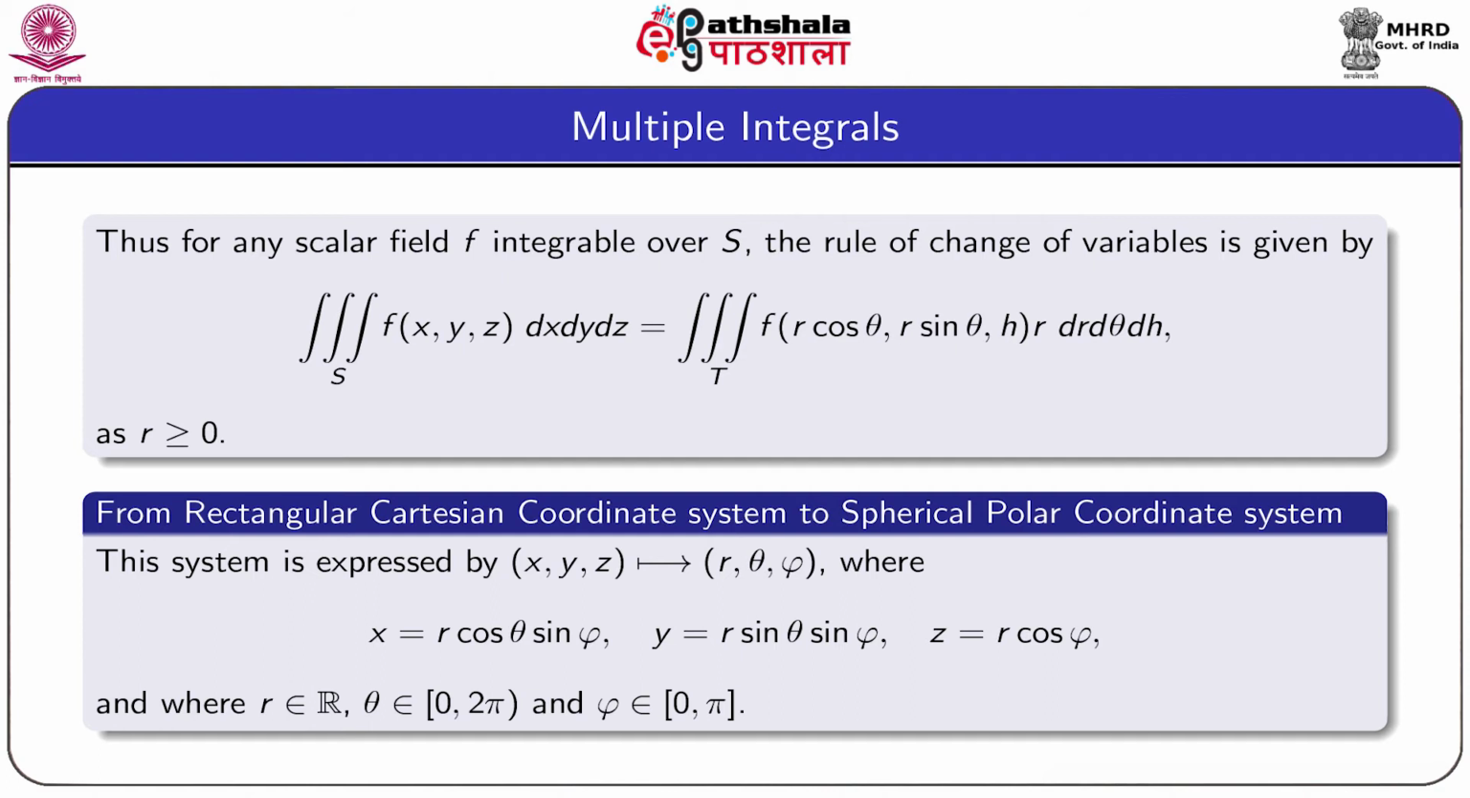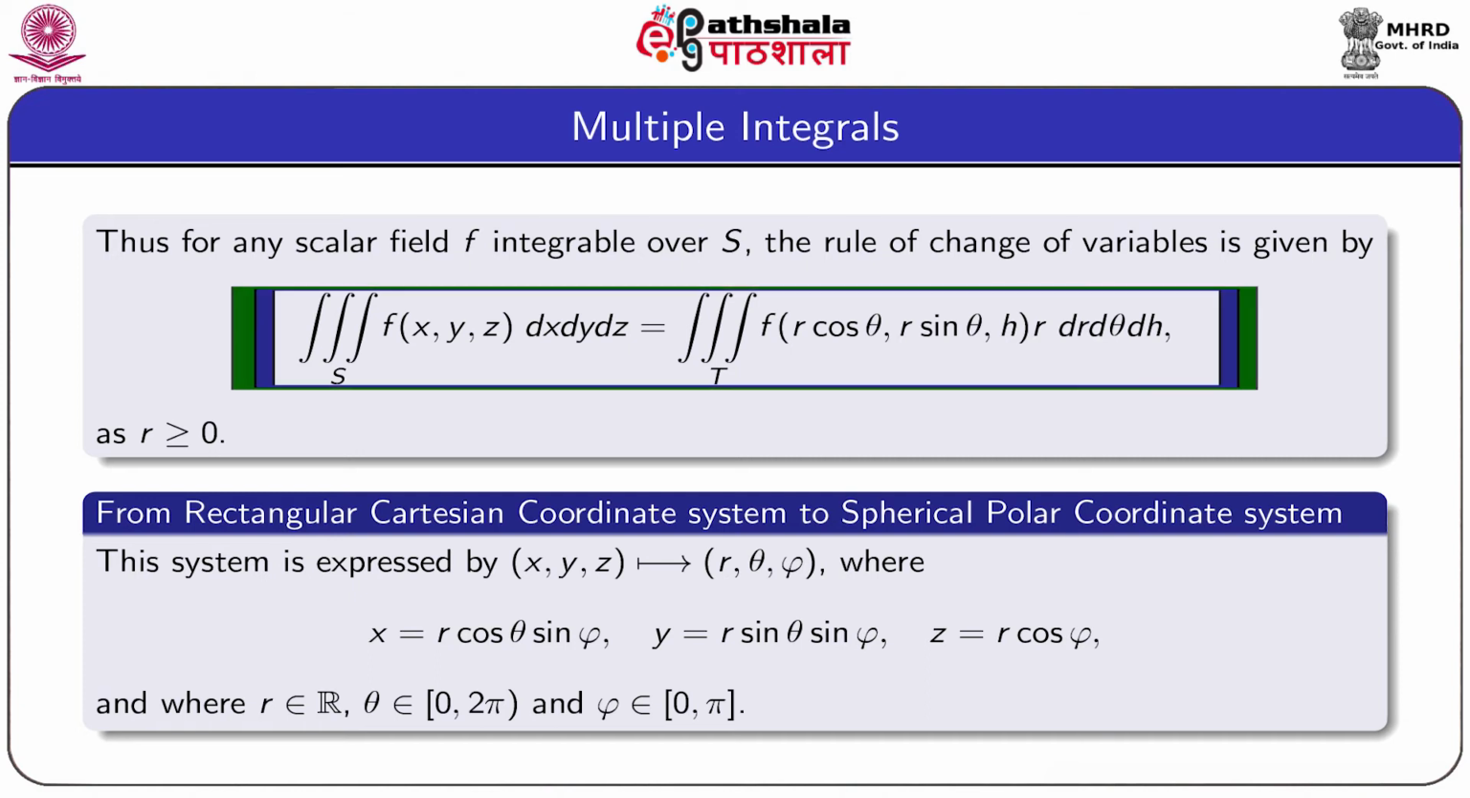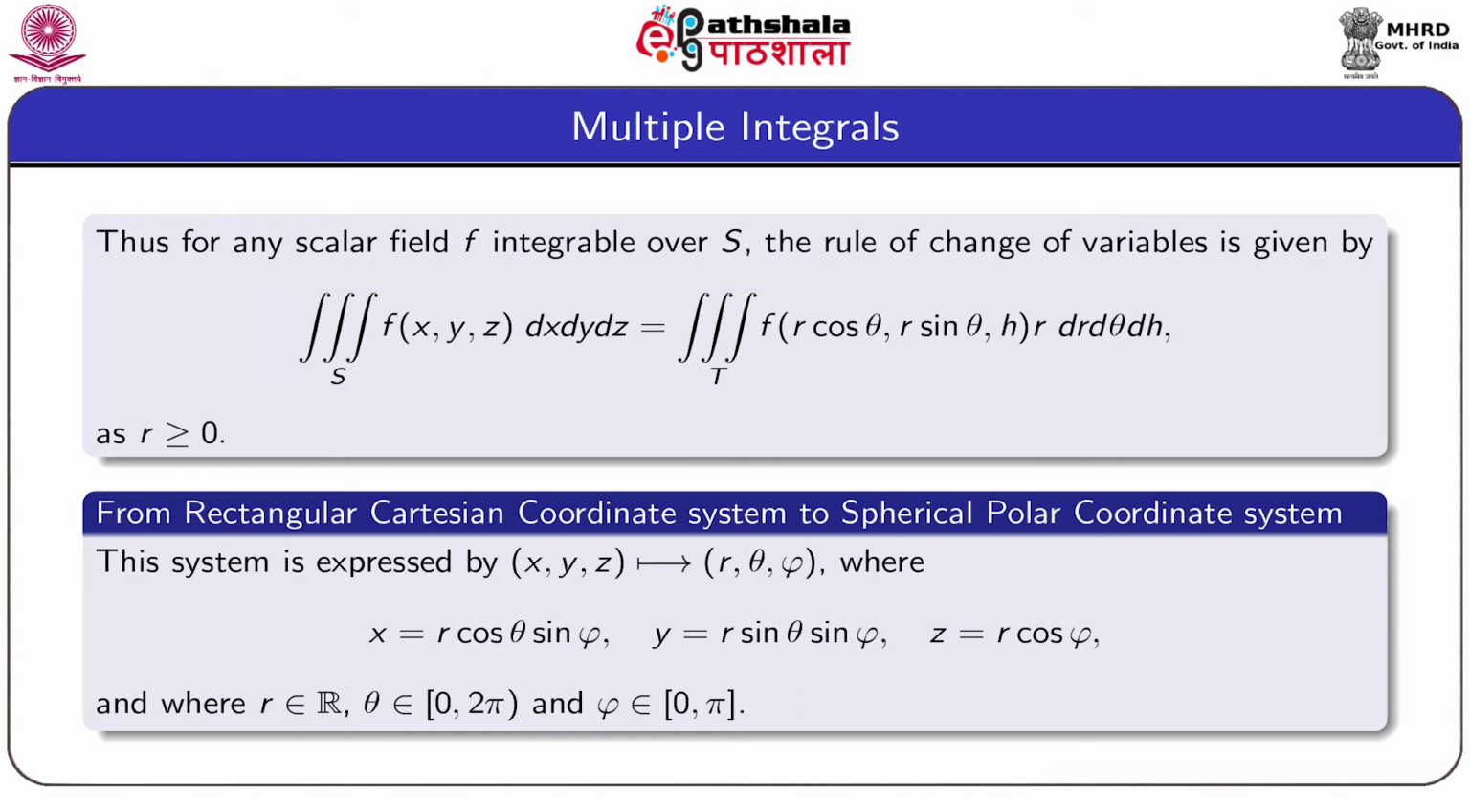Thus, for any scalar field f integrable over S, the rule of change of variables is given by the triple integral of f over S equals the triple integral of f considered as a function of r, θ, h, that is f(r cos θ, r sin θ, h), times r dr dθ dh, and integrated over T. Here we use the condition that r is non-negative.